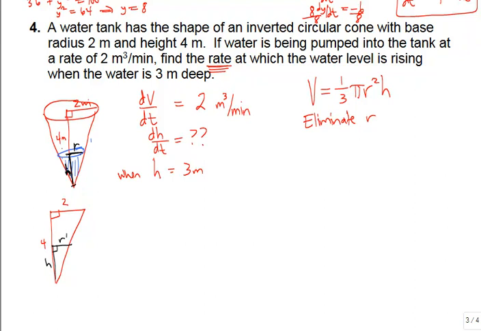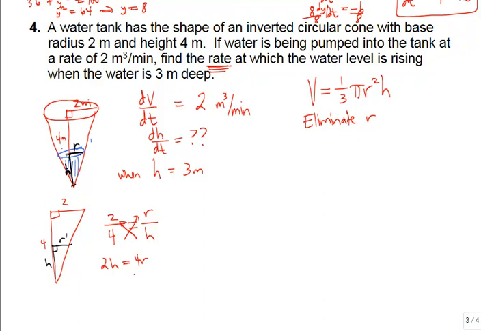So the big radius of the big triangle to the big height of the big triangle has to be in proportion to the small radius of the small triangle to the small height of the small triangle. So 2 to 4 has to equal r to h. And if you cross multiply, you get 2h equals 4r.